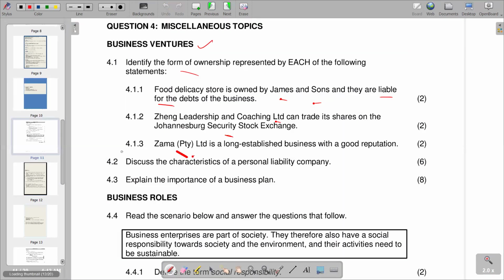So we go to the next part of the question, which says discuss the characteristics of a personal liability company. But basically, we would also want to understand exactly what a personal liability company is.